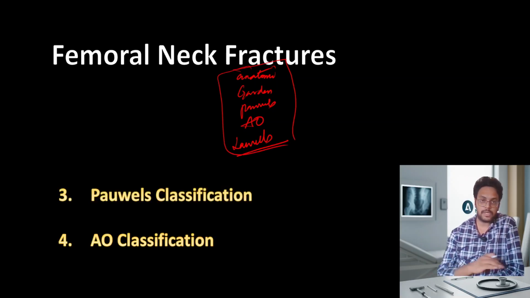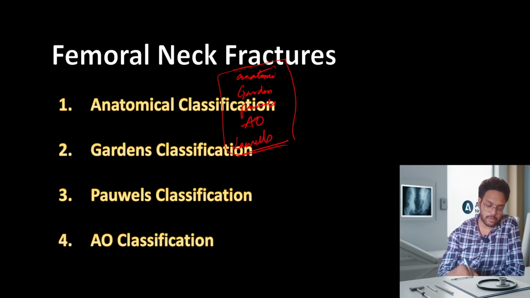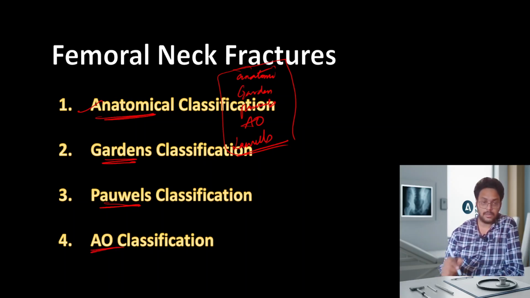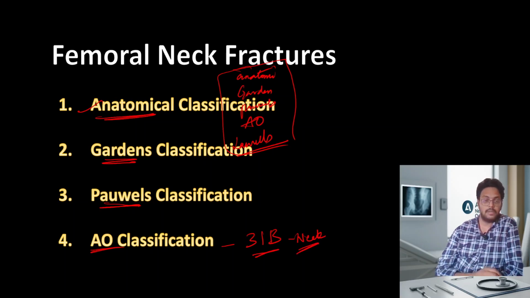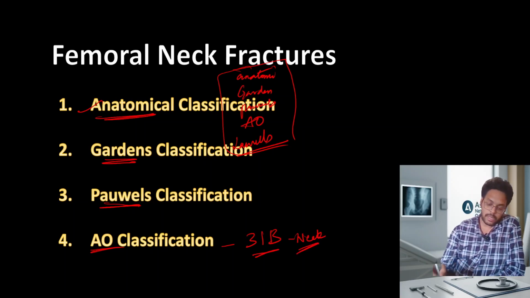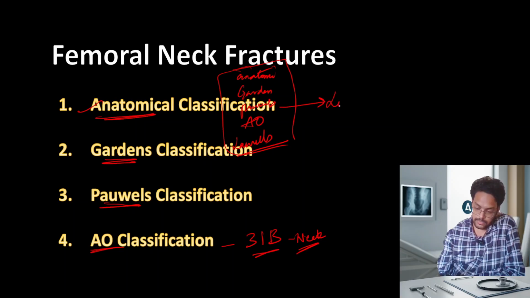So what are the classifications? That is anatomical classification, Gordon's classification, Pauwels classification and AO classification. What is the femur neck in AO? Just now we learned it is 3-1B. 3-1B is neck in AO classification. So anatomical classification is based on the location of the neck.